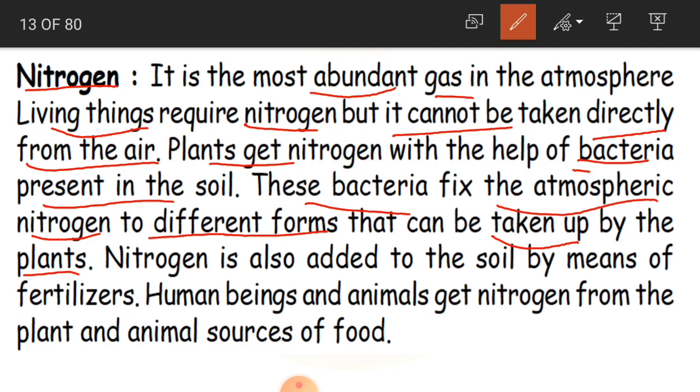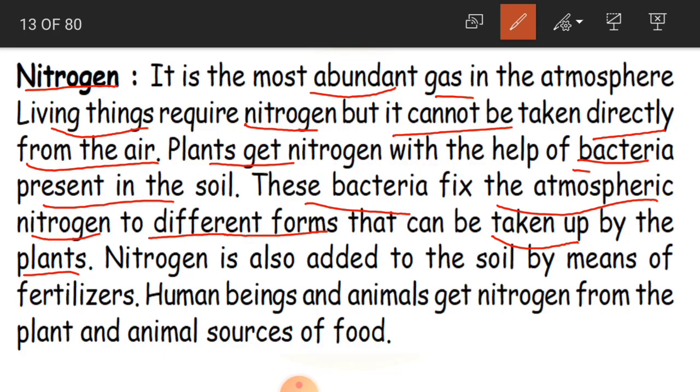It is going to make this nitrogen, the atmospheric nitrogen, in the sense which is available in the air, that particular form is changed into different forms. Okay, so it changes into gas form or some other form, which can be taken up by the plant. As we said, we cannot take the nitrogen directly. So the bacteria which is available in the soil is going to change the nitrogen into different forms so that the plants can absorb the nitrogen.